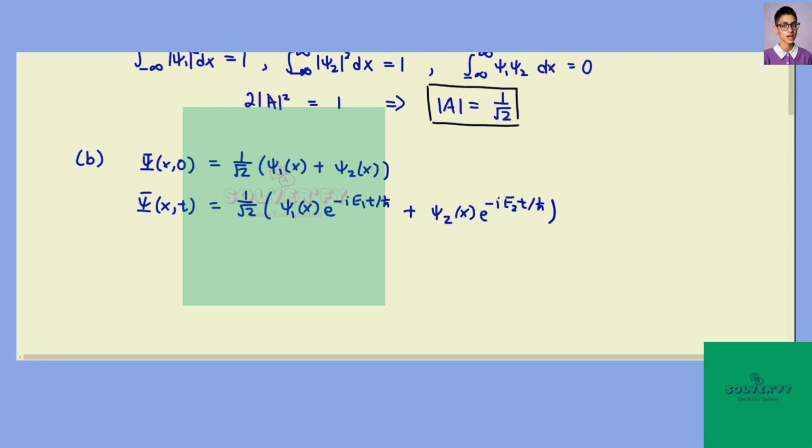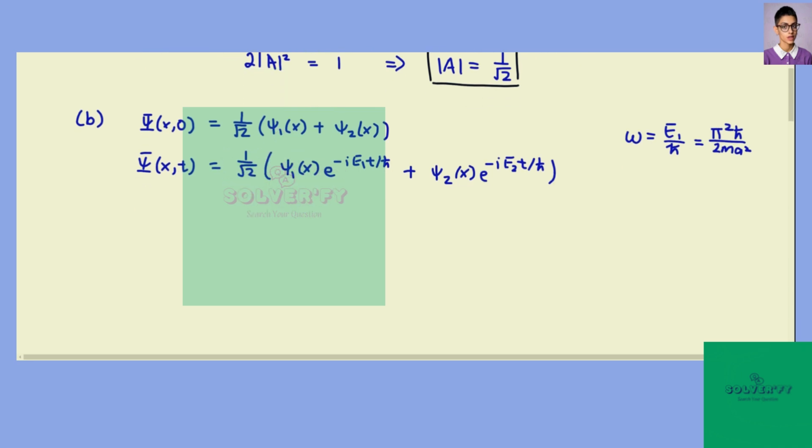Then we define omega as E1 over h bar, which is pi squared h bar over 2m a squared. So we can simplify Psi(x, t) to become psi 1(x) e to the minus i omega t plus, and then E2 is 4 times E1, so the exponent will be minus i 4 omega t for psi 2. So this is the wave function at time t.